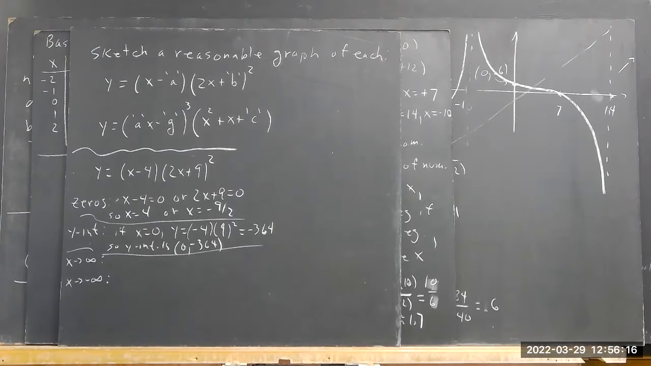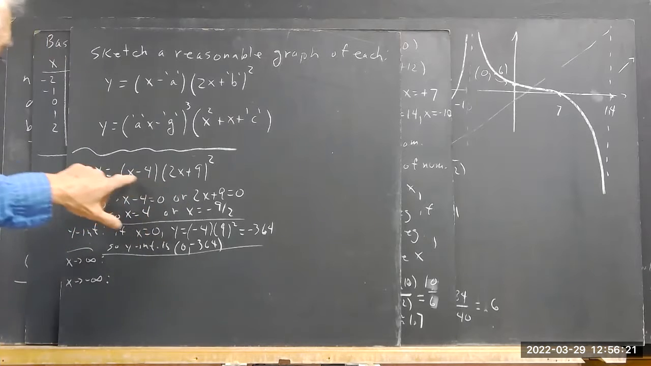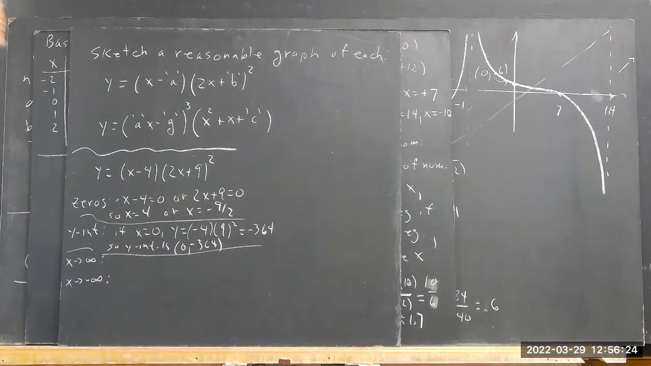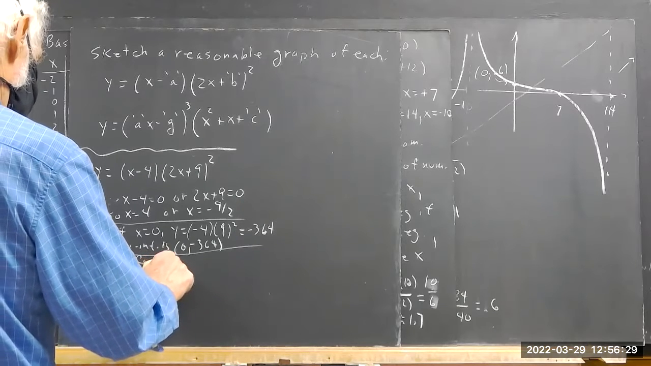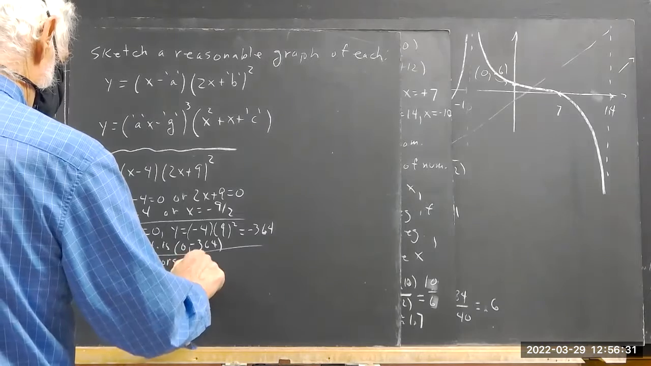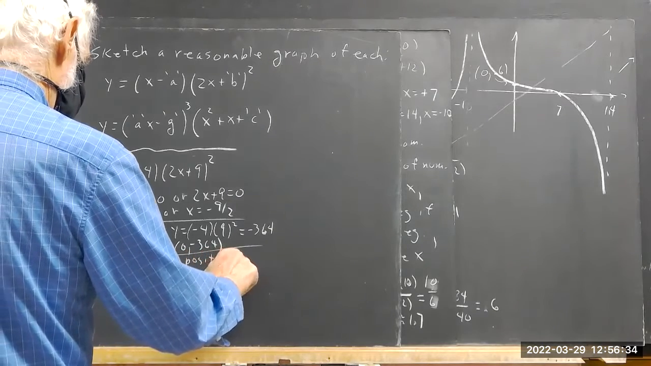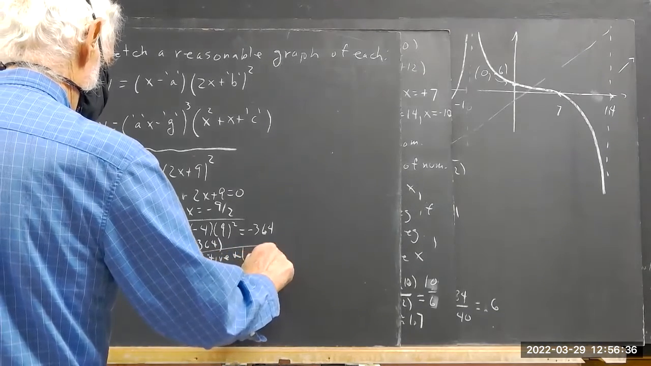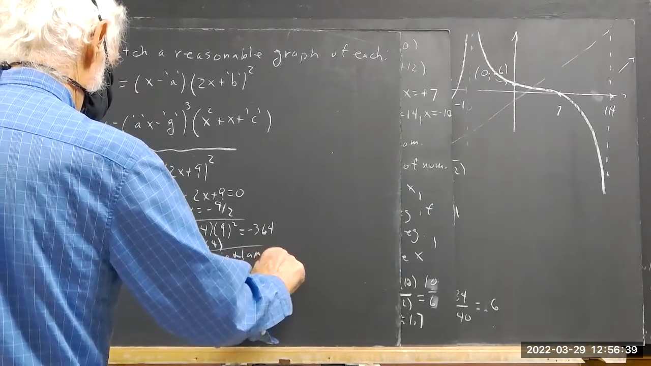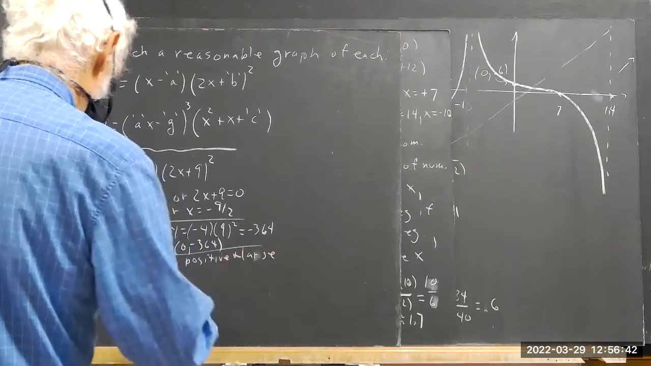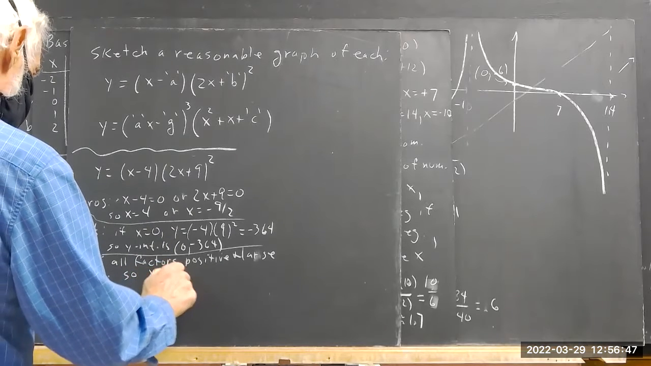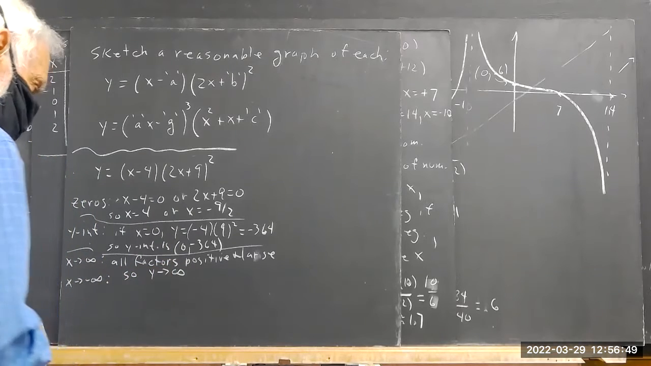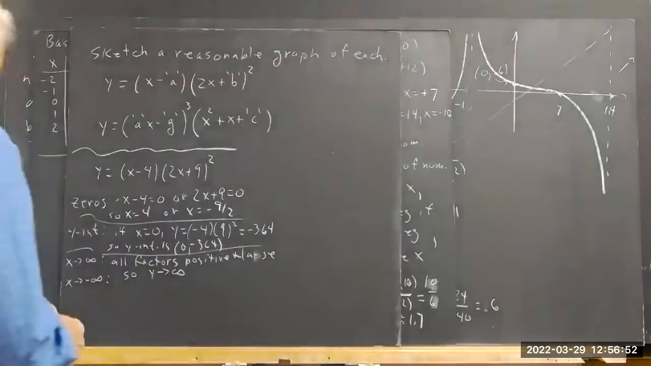Okay. Now, as x goes to infinity, well, large positive x, everything's positive. Okay. All factors are positive and large. So y goes to infinity. I'll leave myself enough room.